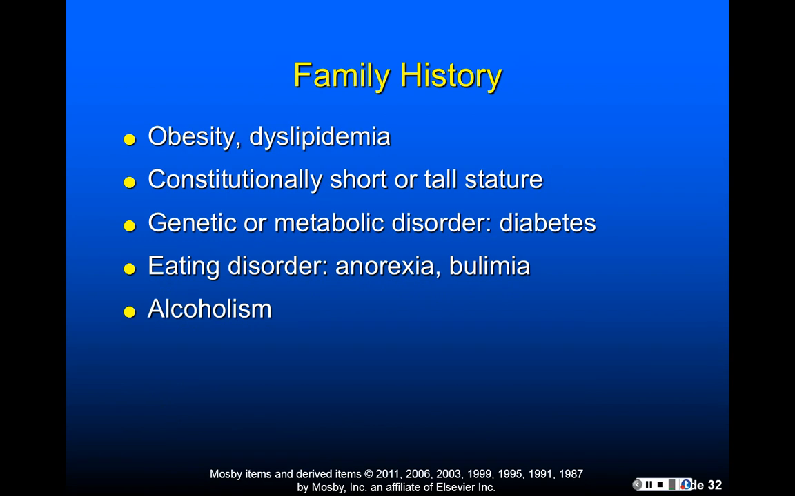And when you interview the patient about their family history, ask about obesity or dyslipidemia in the family. Also, ask about the stature of parents and grandparents, whether any of them had genetic or metabolic disorders such as diabetes, any eating disorders like anorexia or bulimia, and whether there is any history of alcoholism in the family.